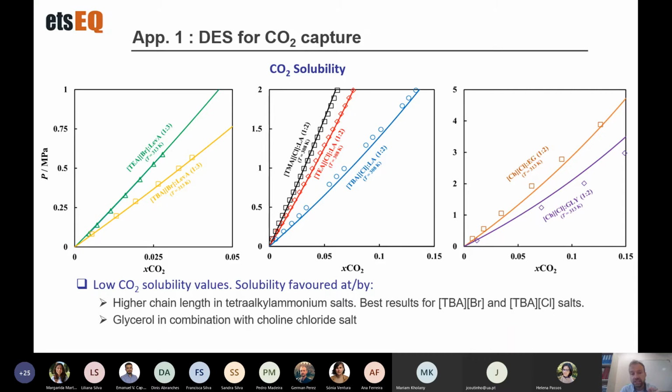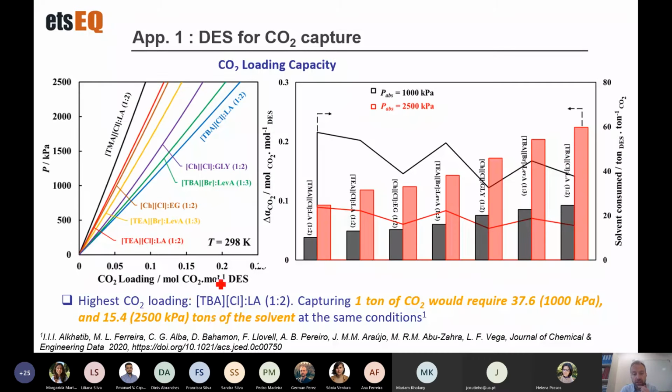But once we have these, we predict at another temperature, 298, the conditions of the CO2 loading, which is basically the moles of deep eutectic solvent that you require to absorb a mole of CO2. And here we can see that TBACl lactic acid 1:2 is the best one, followed by TBABr levulinic acid 1:3.